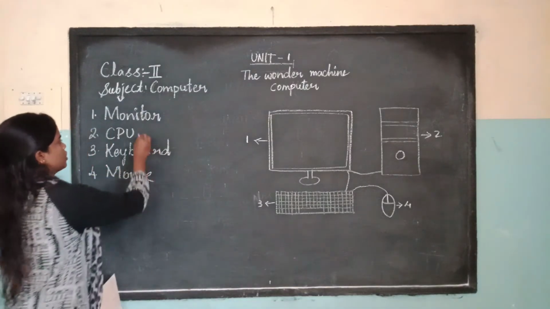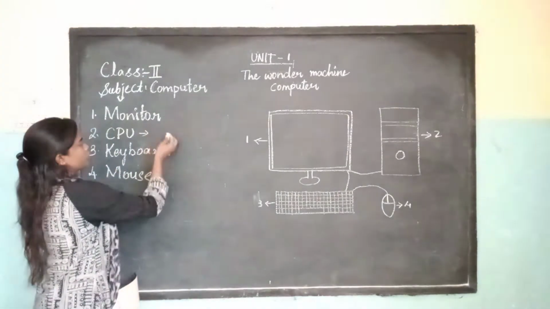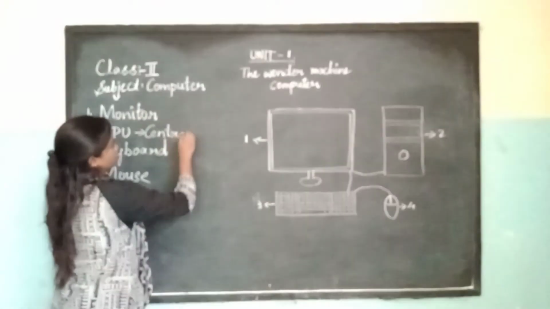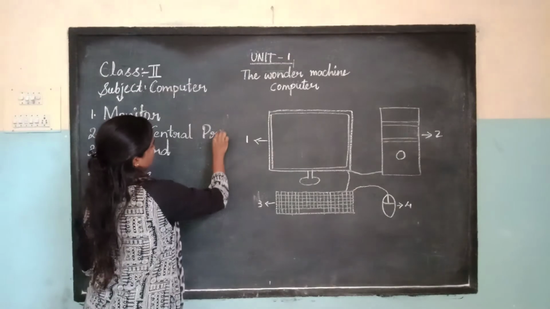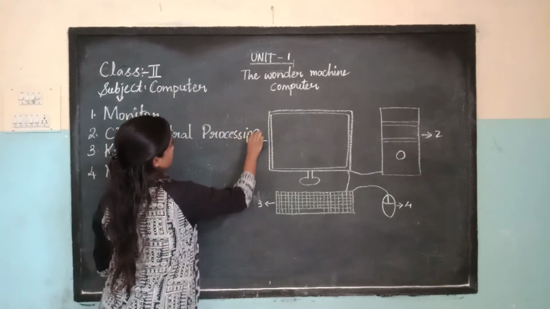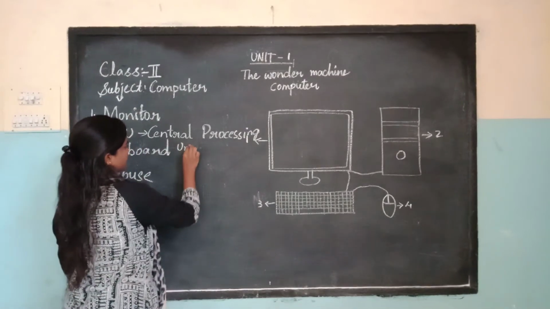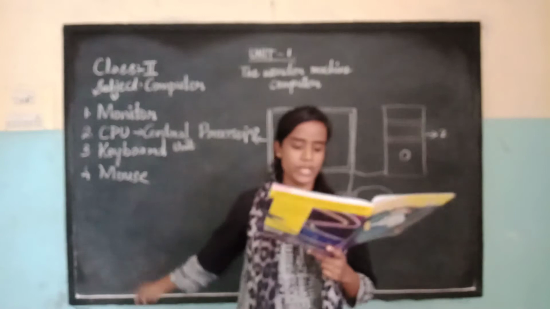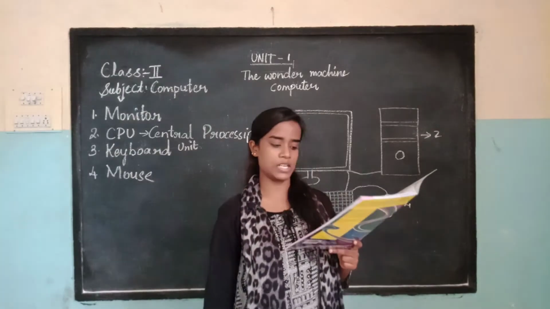So what is the meaning of CPU? Do you remember what the full form of CPU is? It's Central Processing Unit. Yes children. So monitor, it looks like a television screen.